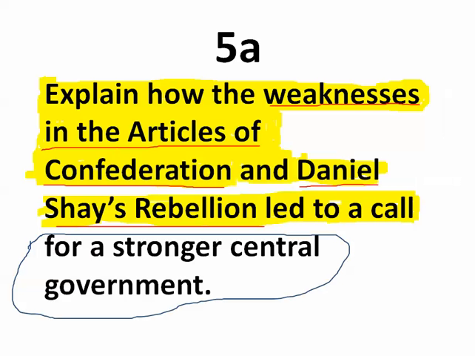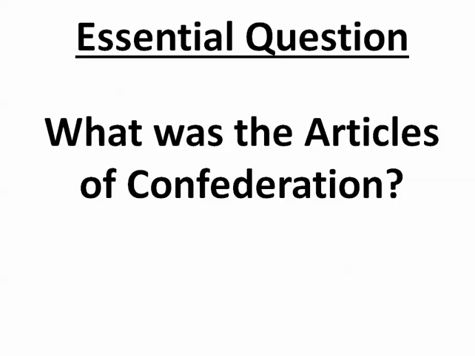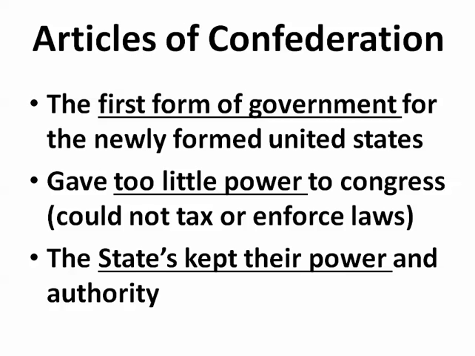Okay, and then explain how the weaknesses in the Articles of Confederation and Daniel Shays Rebellion both led to a call for a stronger central government. Our essential question is, what was the Articles of Confederation? The Articles of Confederation were our first form of government for the newly formed United States. The Declaration of Independence did not give us a new government in 1776. So by 1781 we created the Confederation Congress. The Articles of Confederation created it, and it's going to give too little power to Congress.